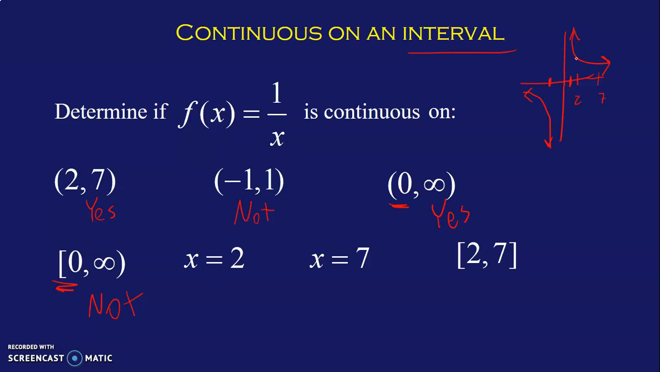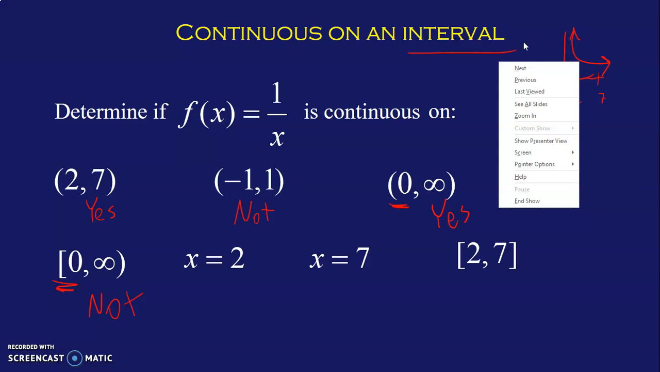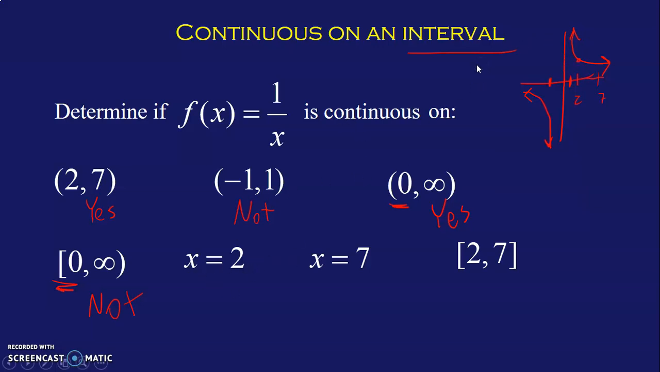At the point x equals 2, it is continuous at that point. It's not really an interval, but it is continuous at that point. And at x equals 7, it is continuous at that point as well. And on the closed interval from 2 to 7, it is continuous on that interval.